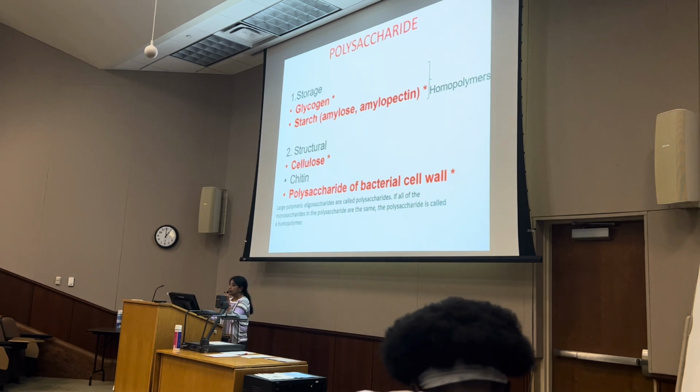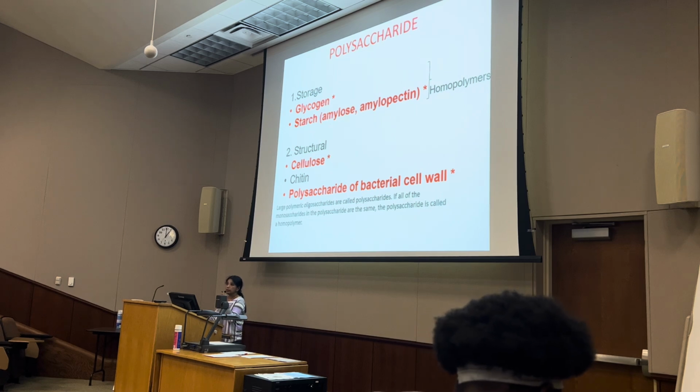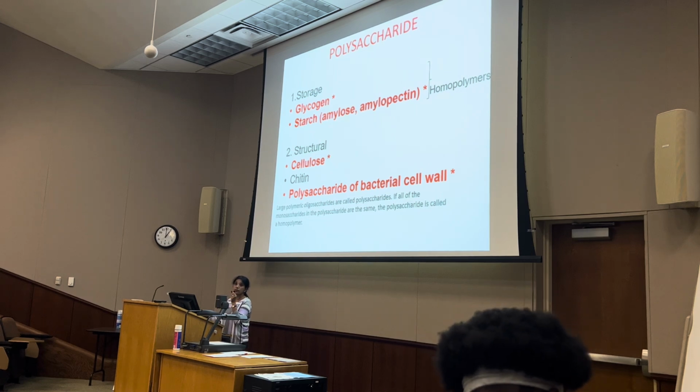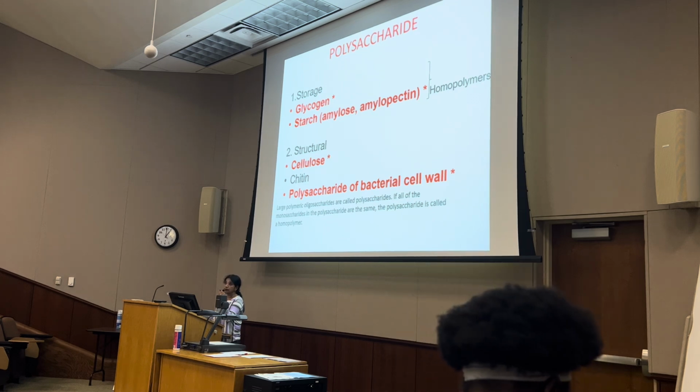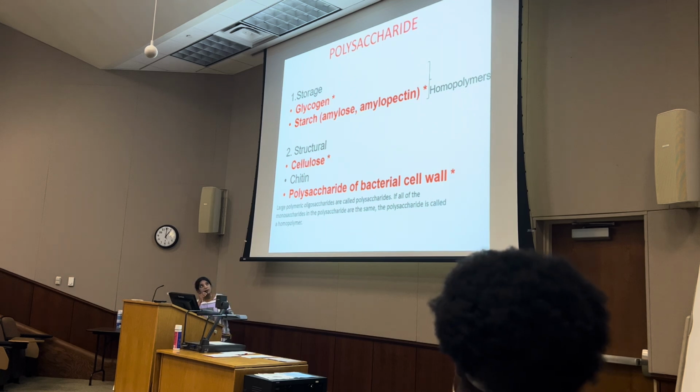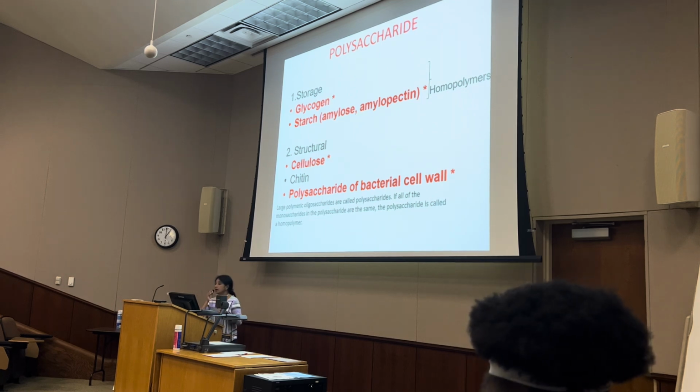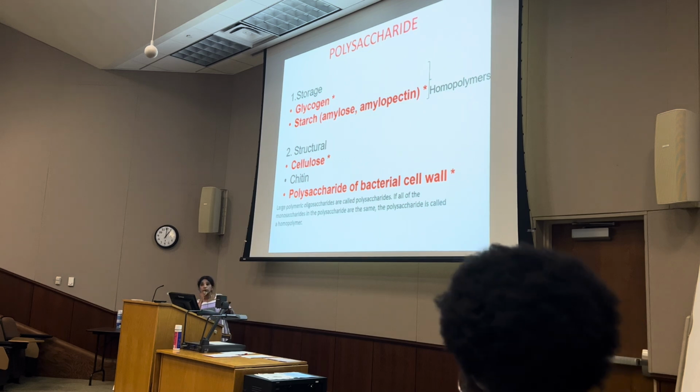So for storage, glycogen is a storage molecule of sugar that is specifically glucose. It's all strings of glucose attached together. Starch in the plants can be divided up into amylose and amylopectin, and again, that's also all glucose molecules together. Because they are linking together, they are polymers, and because they're the same sugar, we call them a homopolymer.